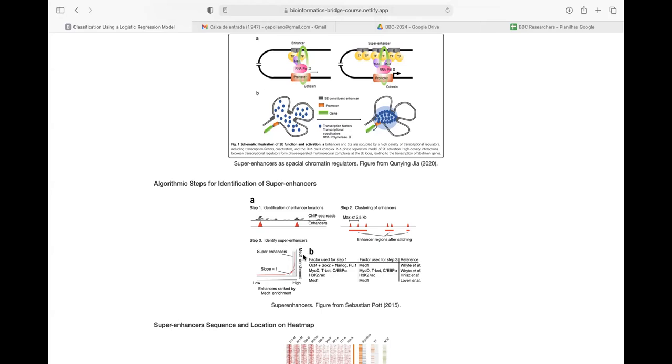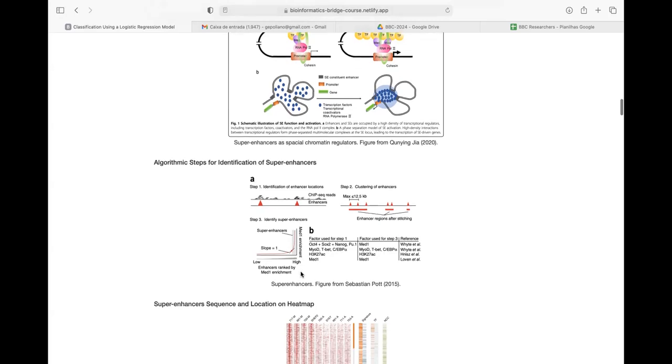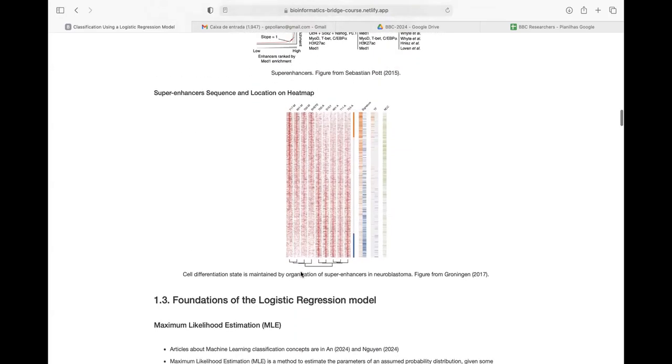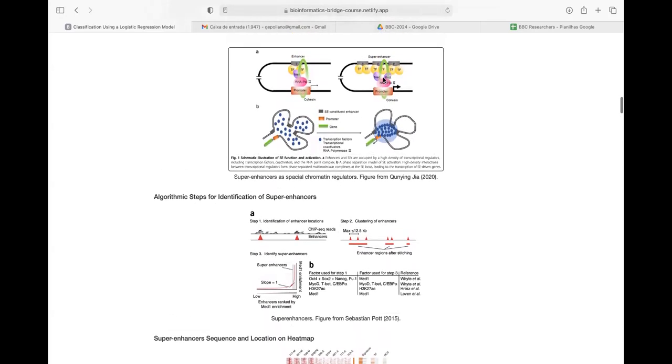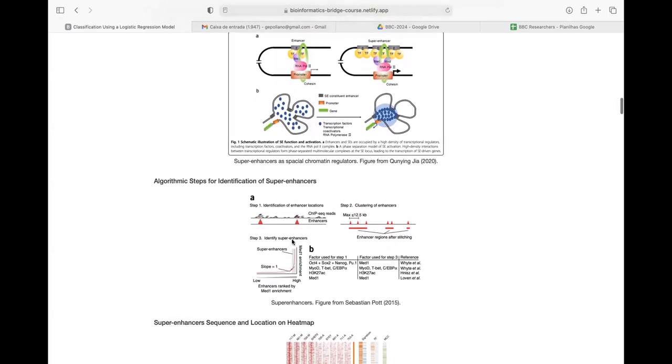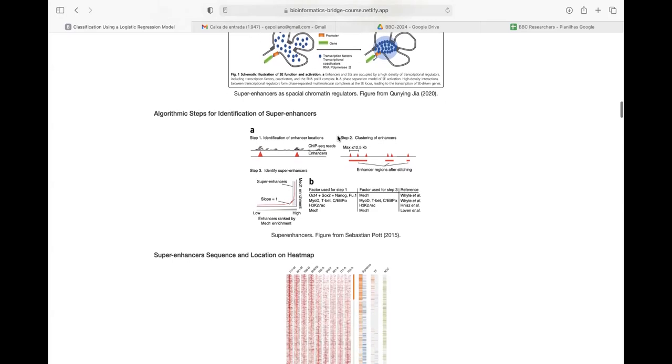So if there is a lot of binding of MED1, which is just one example, and I put the definition of MED1 here, it's mediator of RNA polymerase expression. It's this protein here. If there is a lot of binding of MED1 to that region, it means that that region is composed of a lot of enhancer sites, which constitutes a super enhancer.